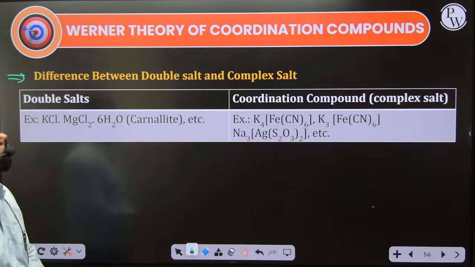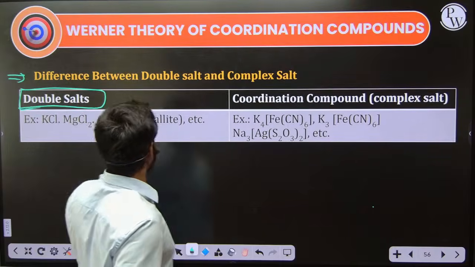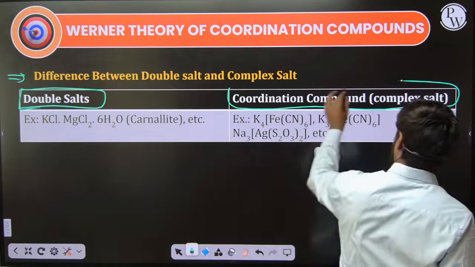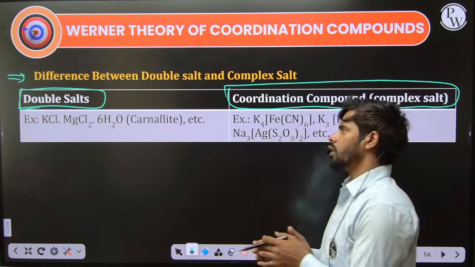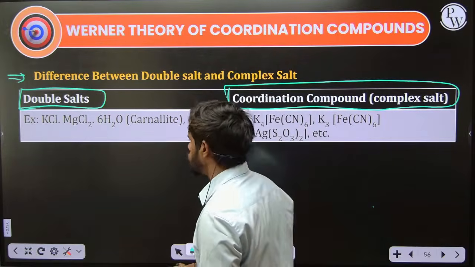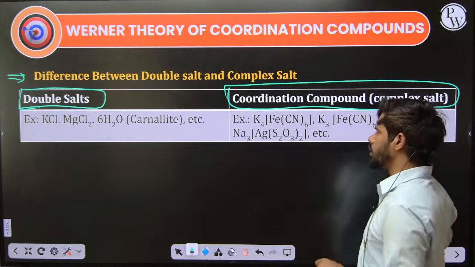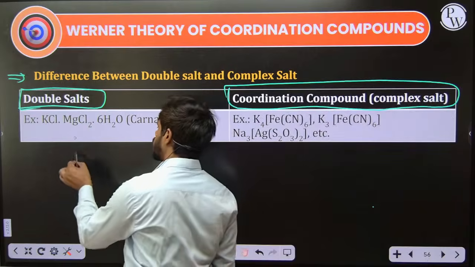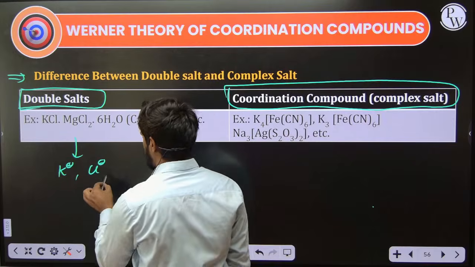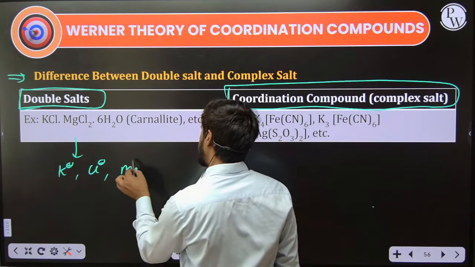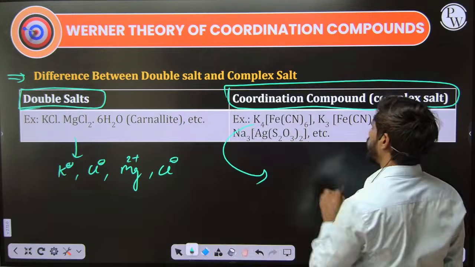For example, first of all, let's see, any salt can be classified into two parts. One is known as a double salt, and the other is a coordination salt. If we mix two or more salts, they can either form a double salt, or they can form a coordination salt. If it forms a double salt, then we can get ions of all the parts, so the salt can be broken into its ions. But in the case of a complex ion, it is not possible.